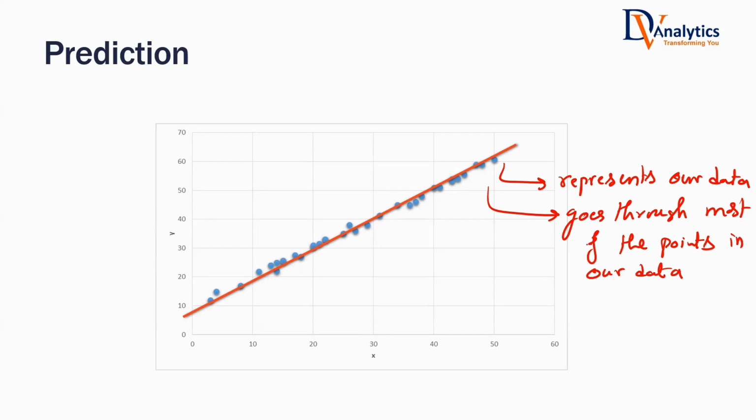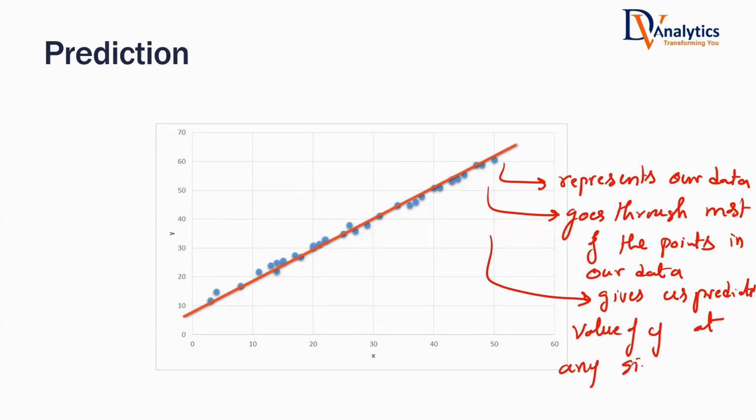Once you have this line, if I told you when X is 20, can you give me the predicted value? If I told you when X is 15, can you give me the predicted value? Yes. This is the line that gives us the predicted value of Y at any given X.